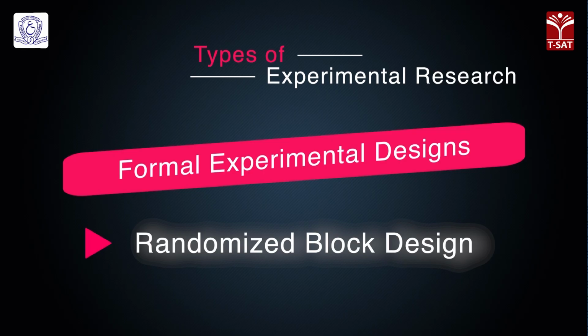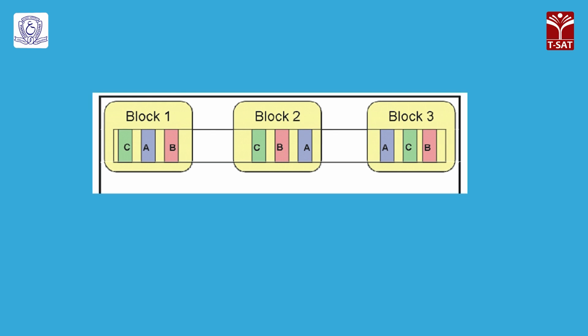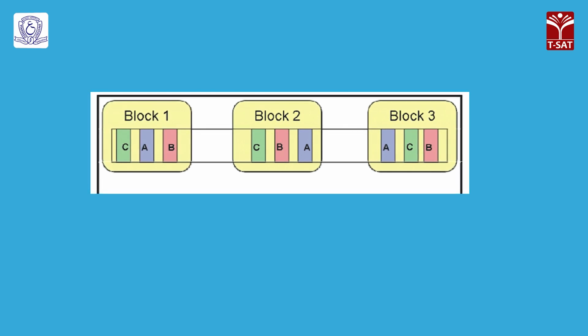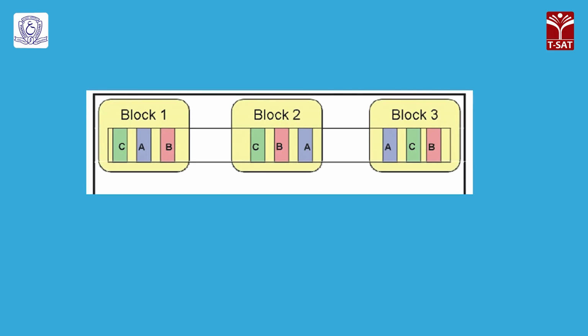This design is an improvement over the earlier design. In this design, the principle of local control can be applied along with the other two principles of experimental design. The subjects are divided into groups known as blocks, and subjects in each block must be relatively homogeneous with respect to some selected variables. The variables selected in the groups will be helpful in measuring the relation between the dependent variables.